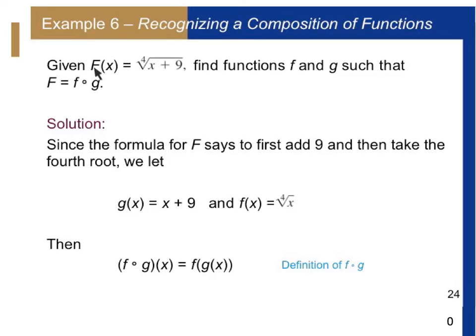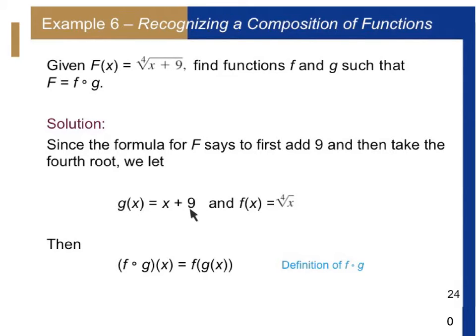So think about this function. This capital F of x is the fourth root of x plus 9. And we want to find two functions, little f and little g, whose composition, f of g, gives us that bigger function. So think of the steps here. The first step is you take x and add 9. And then the second step is you take the fourth root. So if we're going to do f of g of x, we're going to do g first. So think of g as our first step.